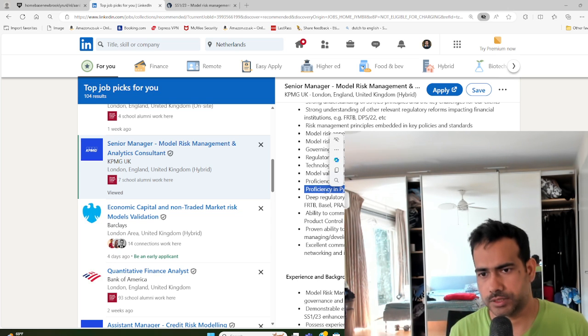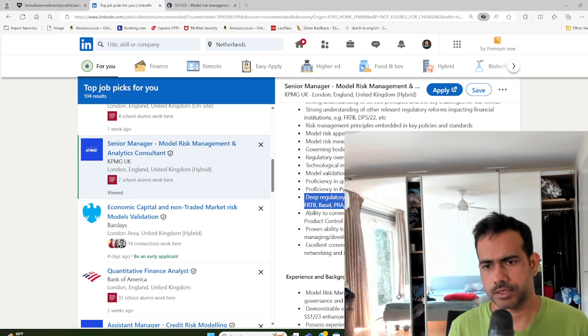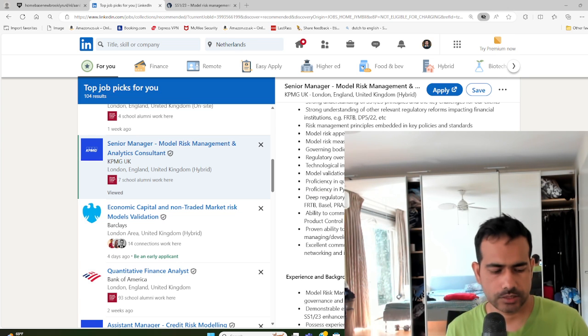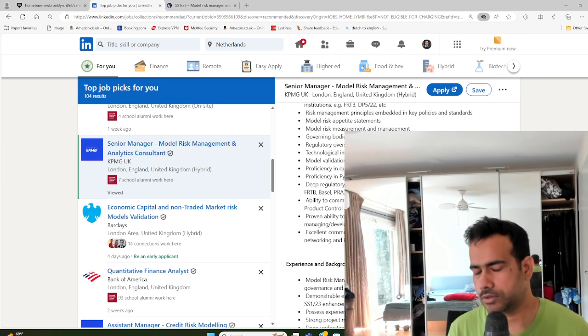You should have proficiency in Python, but also R and SAS. That means it's a hands-on role. That means it's not a role which is just doing people management. You will be more hands-on. Regulatory knowledge, super important. You should be able to communicate with very senior colleagues from front office, from different other departments. So having good communication skills, stakeholder management skills are super important.